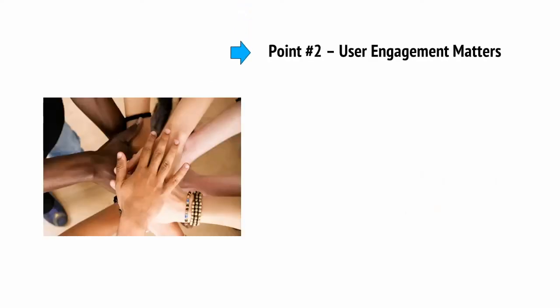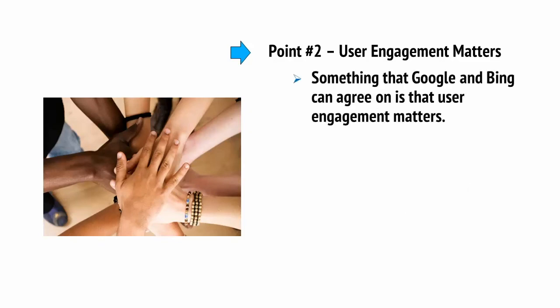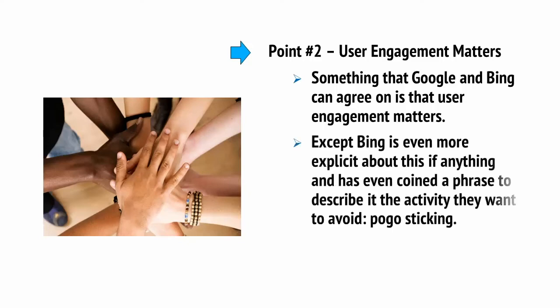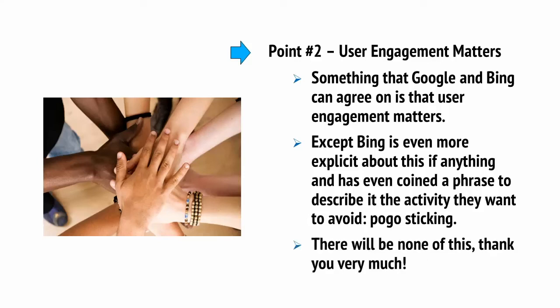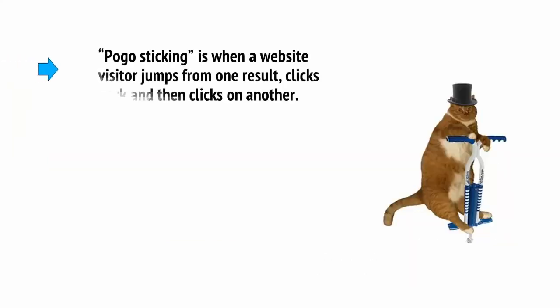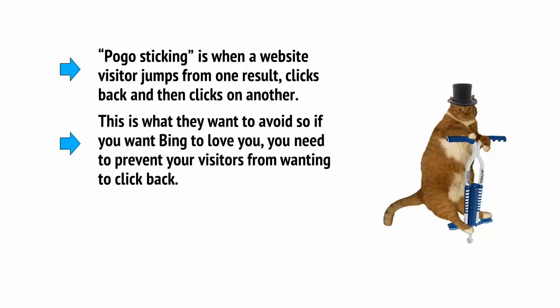Point number 2, user engagement matters. Something that Google and Bing can agree on is that user engagement matters. Except Bing is even more explicit about this, if anything, and has even coined a phrase to describe the activity they want to avoid: pogo sticking. There will be none of this, thank you very much. Pogo sticking is when a website visitor jumps from one result, clicks back, and then clicks on another. This is what they want to avoid.